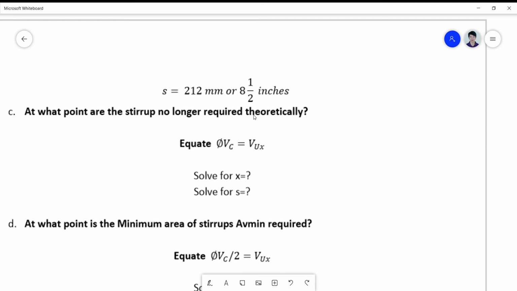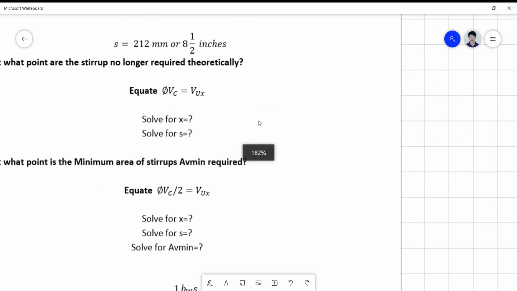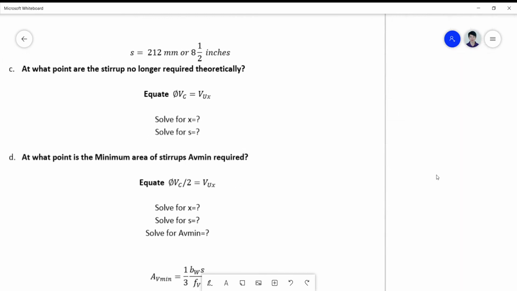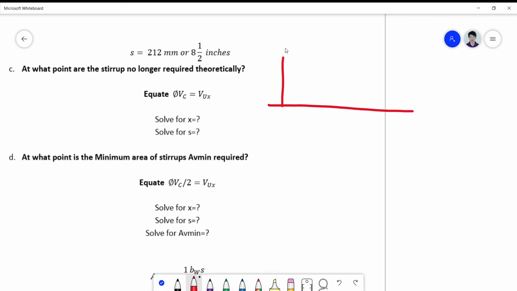Now, let's go to letter C and letter D. So this is a requirement on the diagram. So at what point are the stirrups no longer required? So for here, if we consider now your shear diagram, okay? So this is the actual shear diagram, and this is your actual versus capacity, shear capacity.